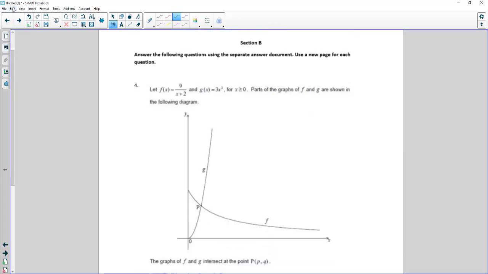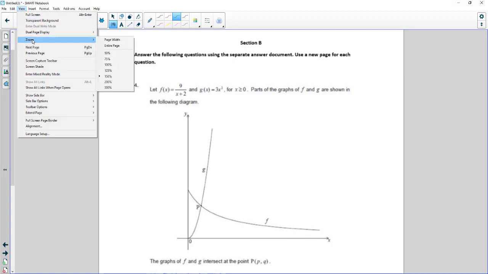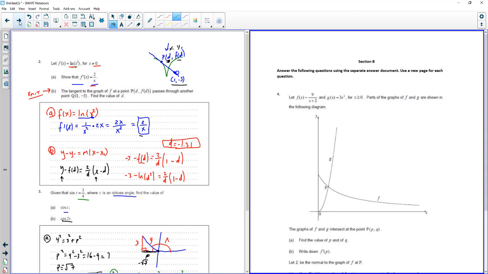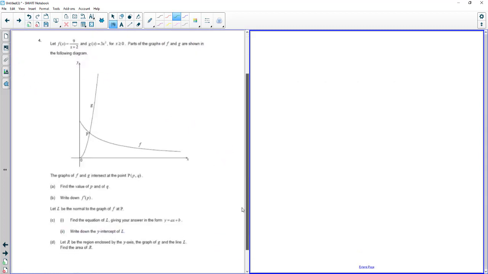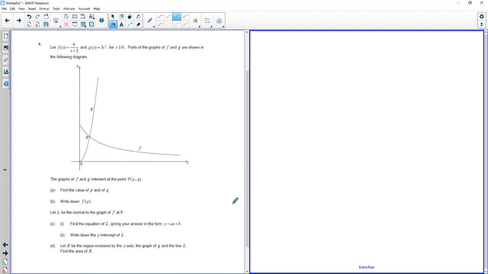Alright, let's get to the good stuff. I'm going to change my view here to a dual display since I'll need the room to work here. So here we go. We're going to do number 4. These are fun questions. We have 2 graphs here that are shown. We got F and we got G. Parts of F and G are shown. They're the positive values, I guess, for these 2 graphs.